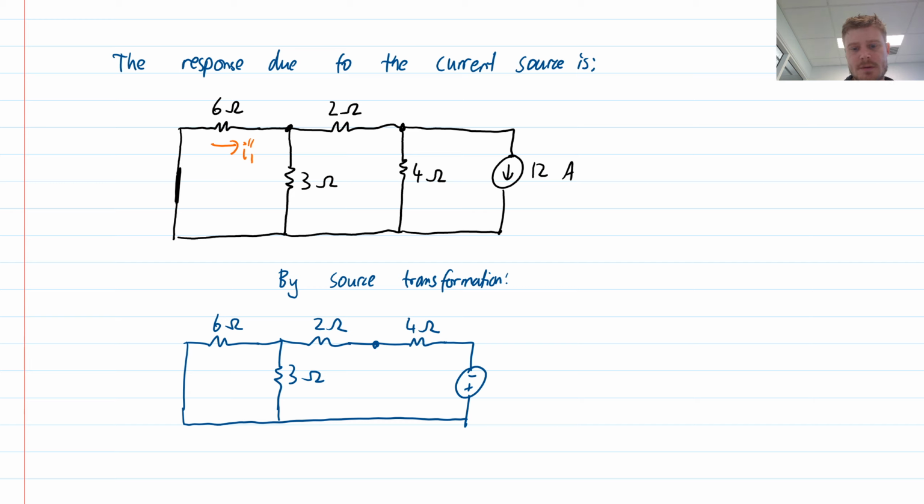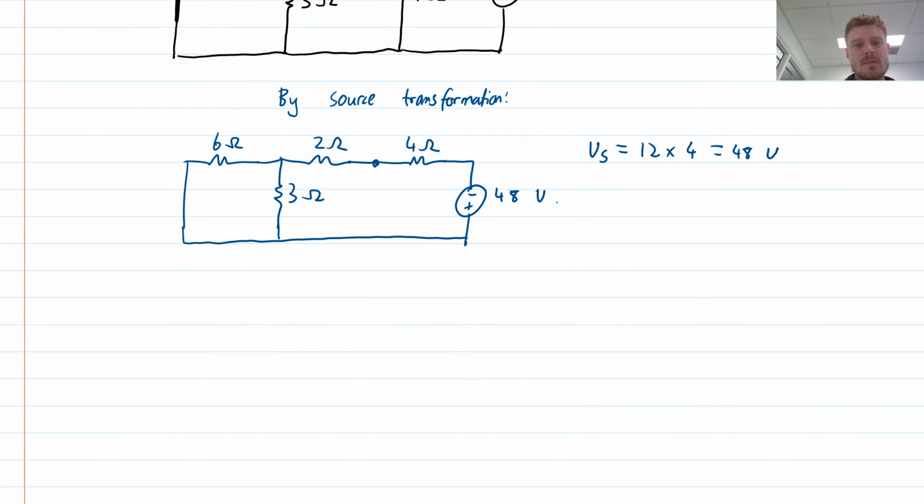So the voltage on the source is going to be, by Ohm's law, the Ohm's law combination of this current. So 12 times 4 is 48 volts. So that one is just 48 volts. Then we can clean it up a little bit further.